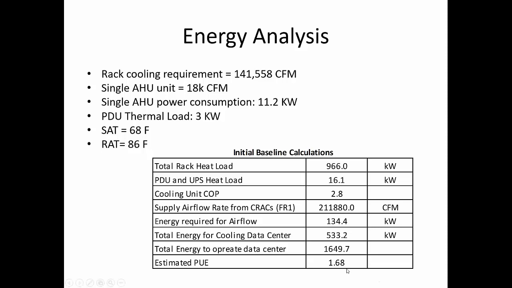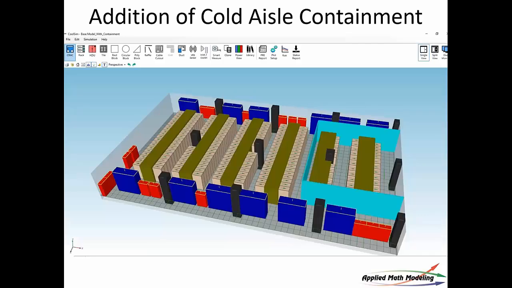Now, if that PUE were 2.0, for example, it would be a 1-to-1 ratio. In other words, for every kilowatt that you put in the room for IT, you need another kilowatt of energy to get it back out. So that's kind of an interesting way to think about PUE. We're not quite that bad. We're at 1.68. Room for improvement. So here's the optimized design.